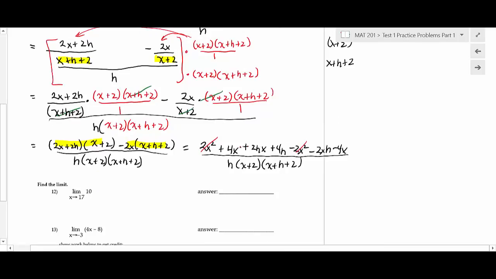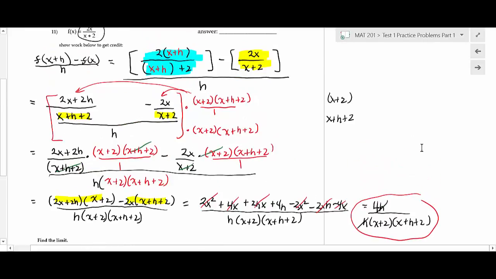All right, now let's go ahead and see what cancels. So the 2x squareds cancel, the 4x's cancel, and the 2xh's cancel. So you're left with 4h in the numerator over h times x plus 2 times x plus h plus 2. Now you can take out the h's, and then that would be your answer. Okay, so right here would be what you're left with. Then we can write that answer.